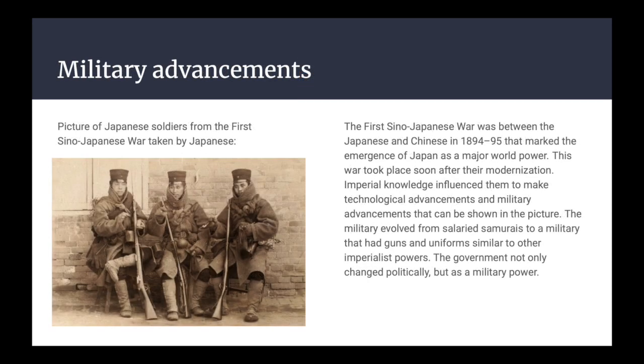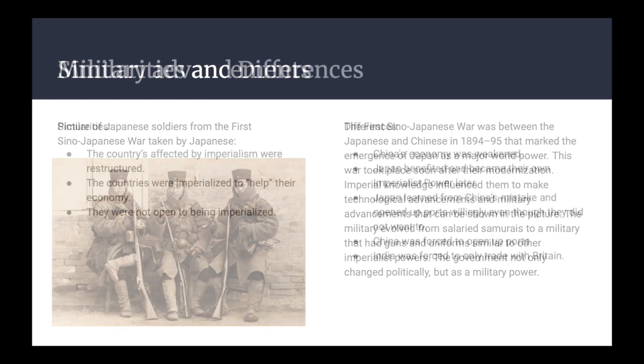The image is a picture of the Japanese soldiers during the First Sino-Japanese War. The image shows the evolution of Japan's military and their modernization from the Restoration. Before they had salaried samurais, and now at this point you can see they have uniforms and guns which are similar to the other imperialist powers. The imperialist knowledge allowed their military to evolve so much that they became an imperialist power that won many wars.